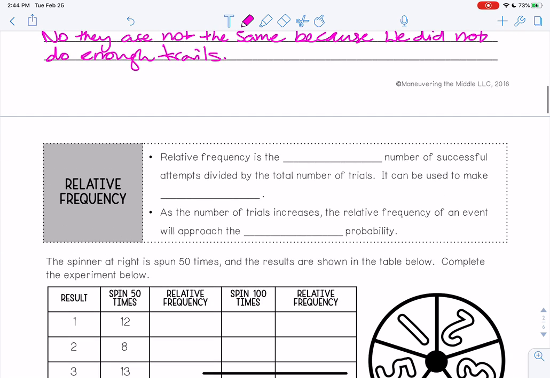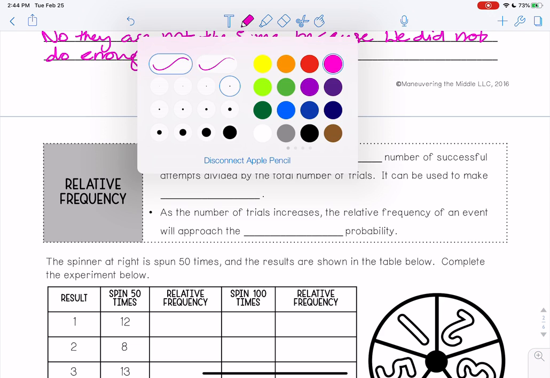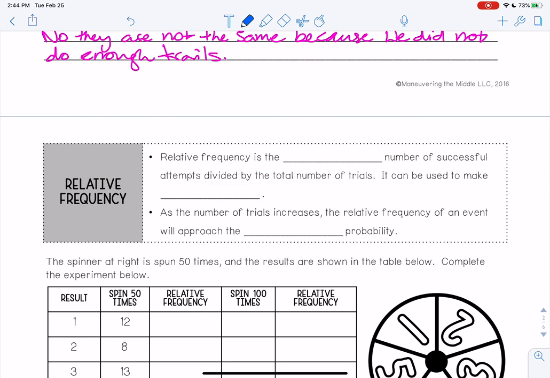All right, relative frequency. Relative frequency is, let me go ahead and change colors. Relative frequency is the total number of successful attempts divided by the total number of trials. It can be used to make predictions. As the number of trials increases, the relative frequency of an event will approach the theoretical probability. So what does this mean?